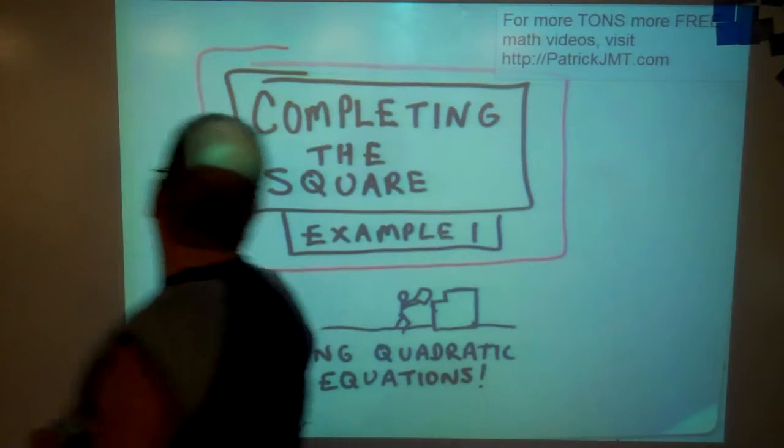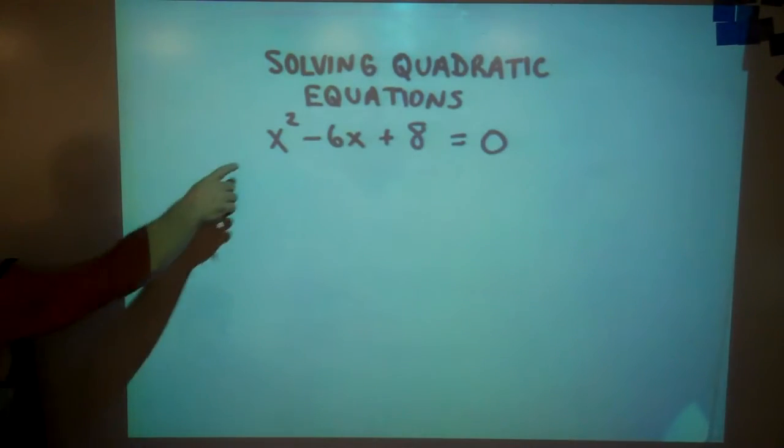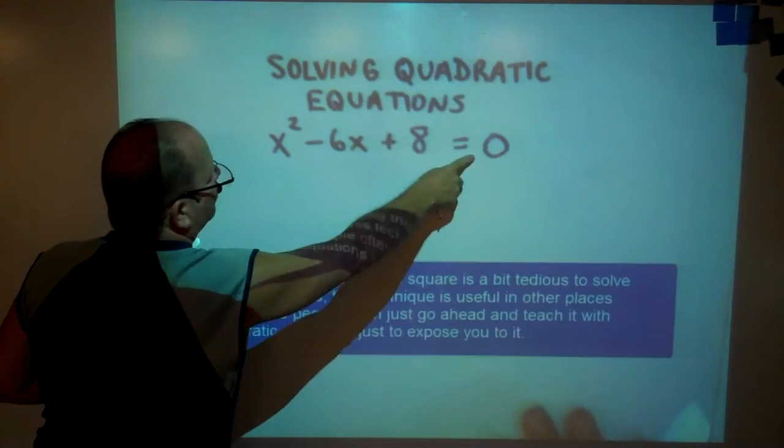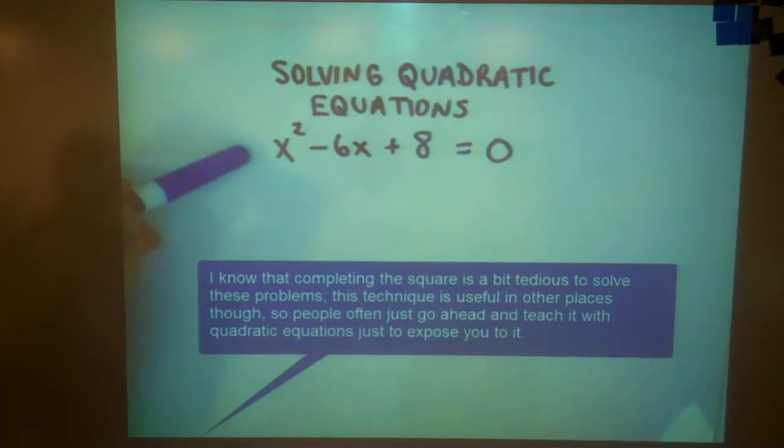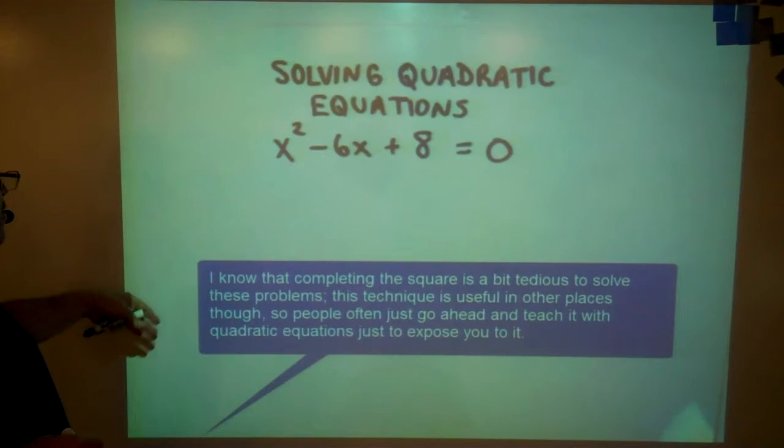we're going to show you how to take an equation, quadratic, x squared minus 6x plus 8 equals 0, and we're going to complete the square. Tedious, but useful.